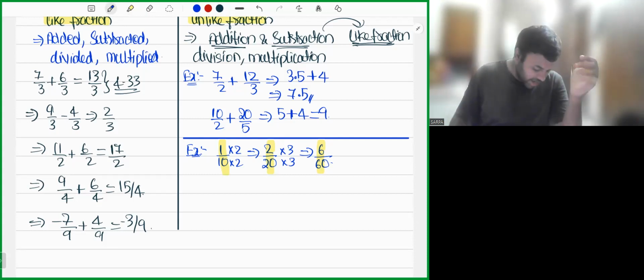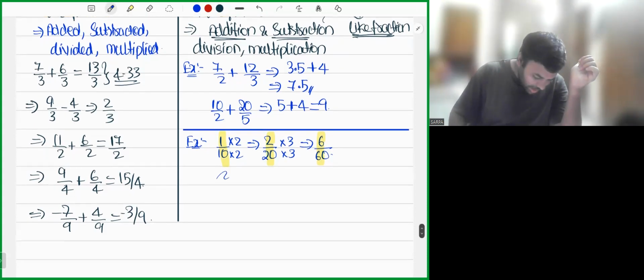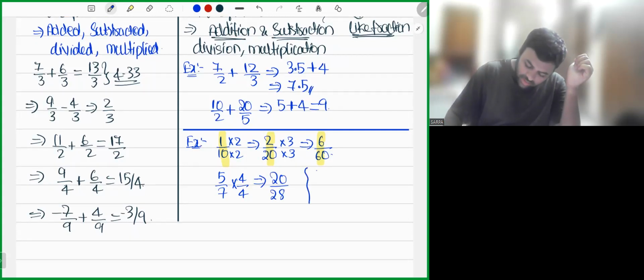The same way with the fraction also. I'm having 5 by 7. Numerator, I'm multiplying by 4, denominator, I'm multiplying by 4. 5 into 4, 20. 7 into 4, 28. Next, I'm having 30 by 11. Numerator, I'm multiplying by 10. Denominator, I'm multiplying by 10. 300 by 110. Okay.